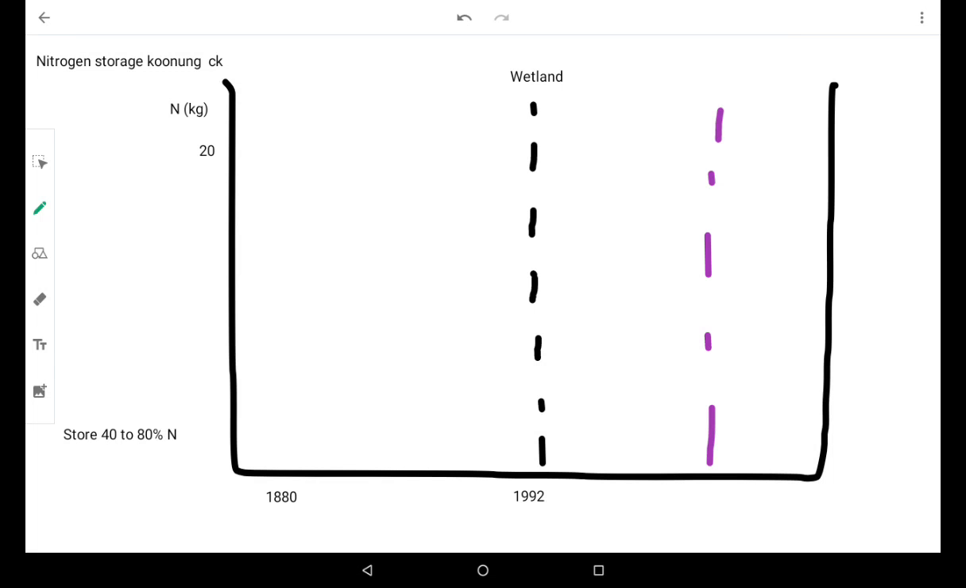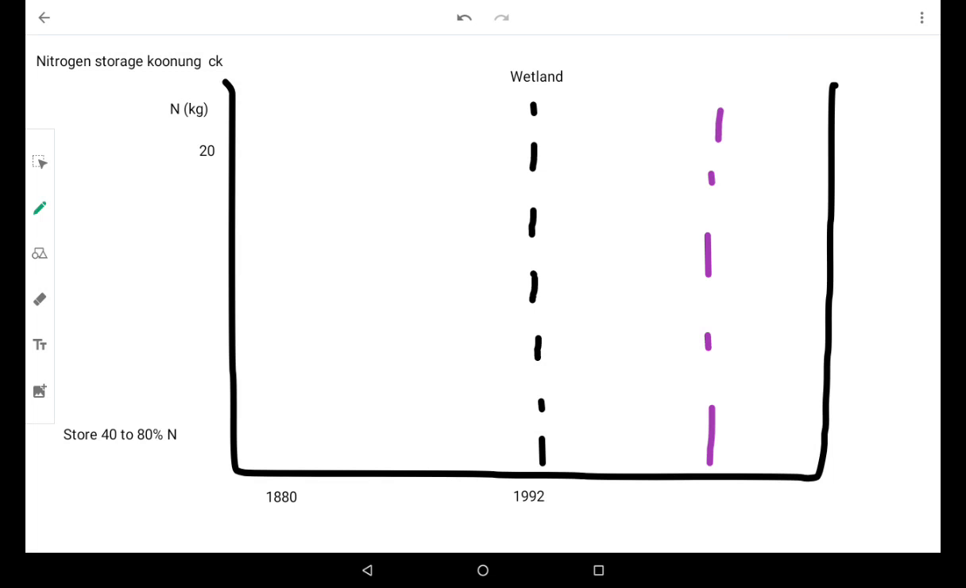This trajectory example is for nitrogen storage in the wetland I've just been describing on Coonung Creek. On the y-axis we've got nitrogen in kilograms stored. On the x-axis we've got time in years. We'll go back to 1880 when we first had urbanisation developing in the Box Hill area. 1992, the intervention is the construction of this wetland, and we've got the 2020 line here in the purple.